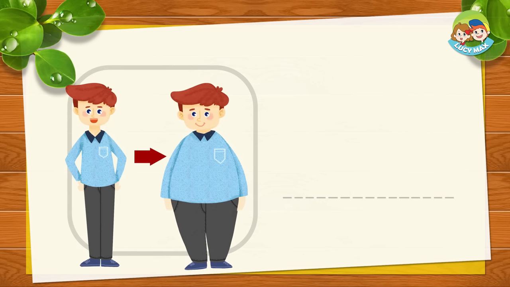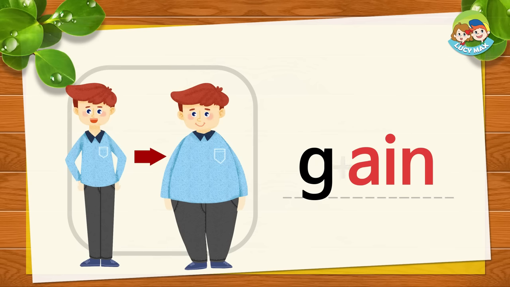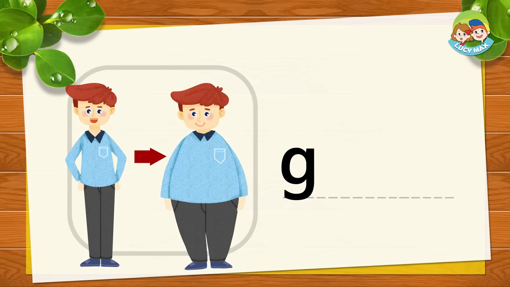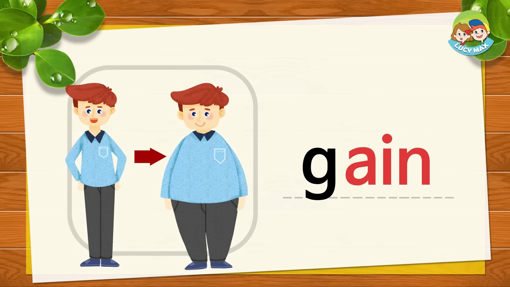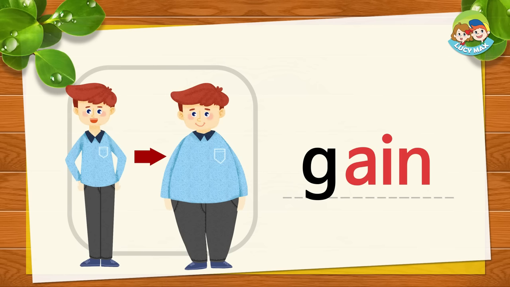Look at the man on the left. He is thin. The arrow shows he is fatter. He gained weight. Gain means to get more. G, ain. Together is gain. G, ain, gain. Now you try. Very good.